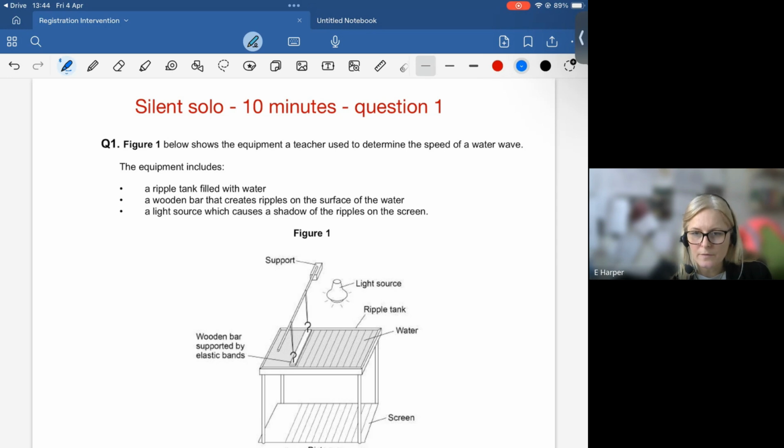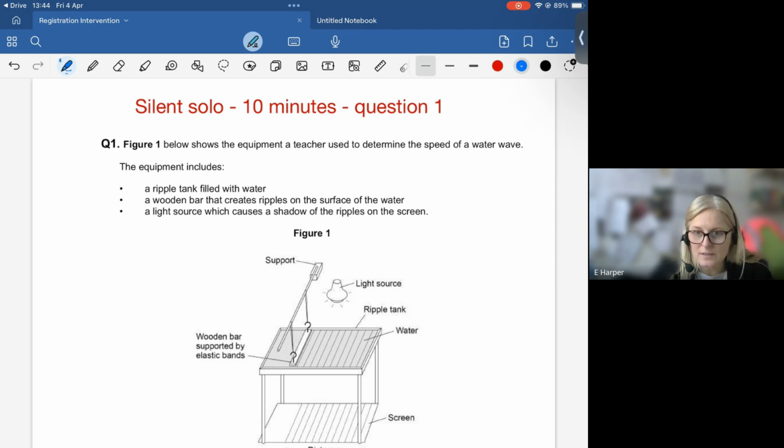I hope you've had your 10 minutes to have a go at the question. Let's have a quick look at it. When you read through the question, you can see this practical requires you to work out the speed of a water wave. You'll notice this is not like many of the practicals we've looked at. We're not changing something to look at the outcome of that, so this is not a SID-SAM or a variable practical. We're simply trying to measure the speed of a water wave. So that's the first thing to note.